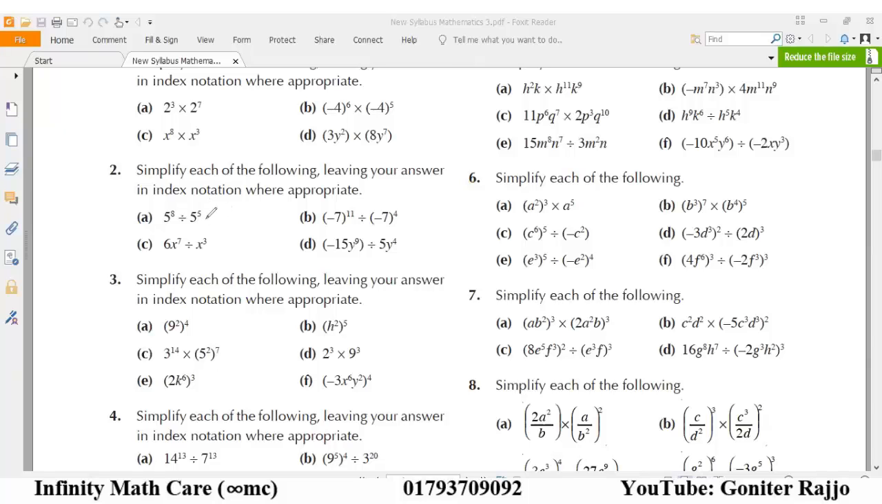Okay. Now solve. Similarly, the answer should be 5 to the power 8 minus 5. What about 8 minus 5? That will be 3. So your answer should be 5 cube.